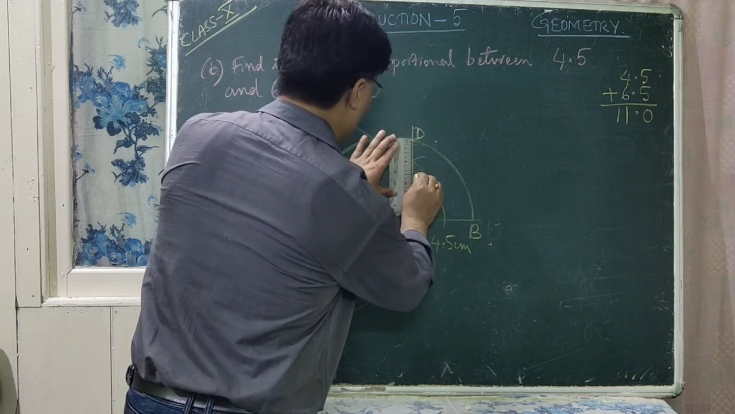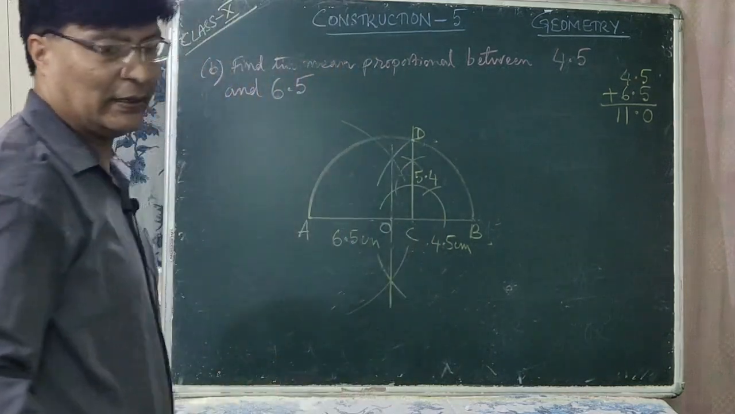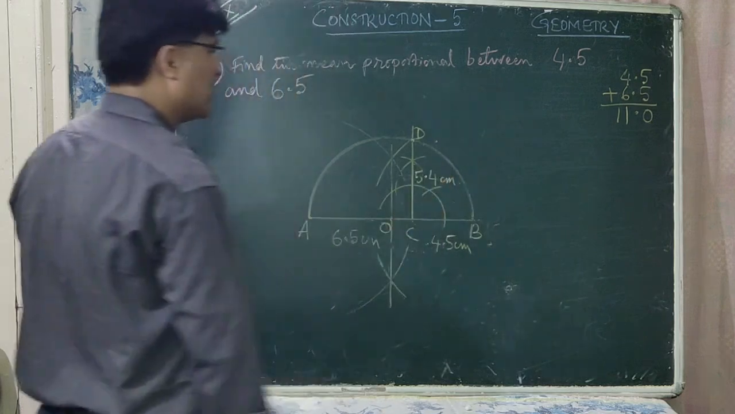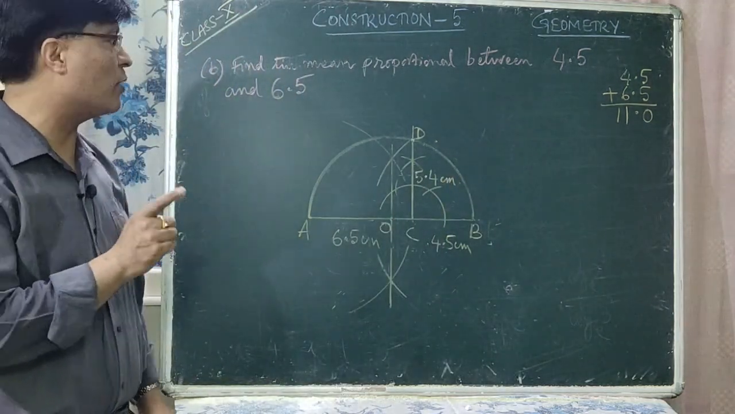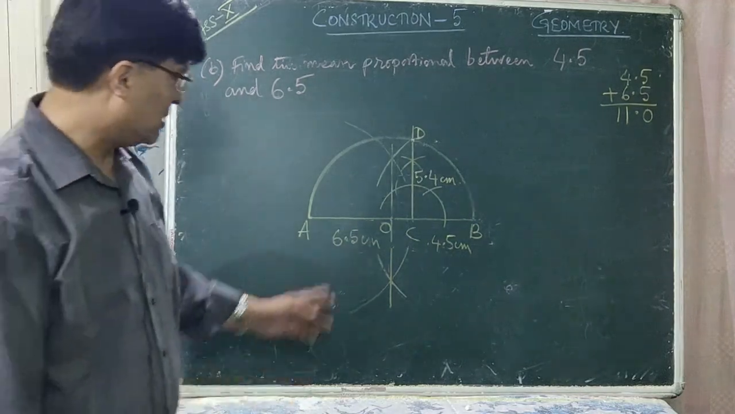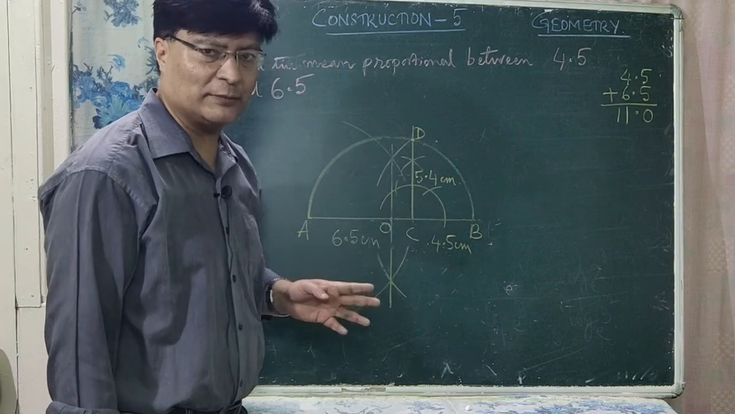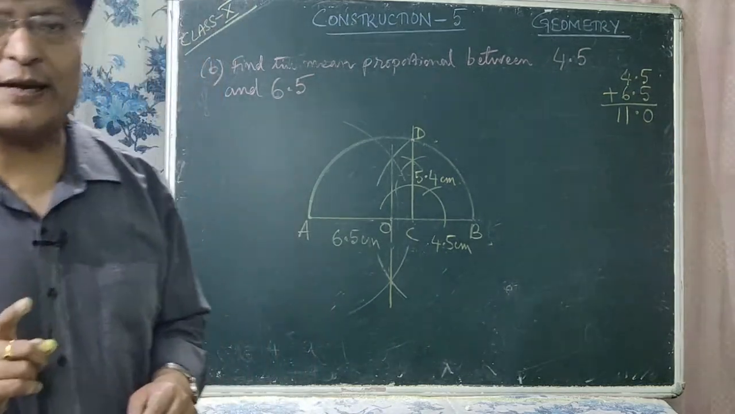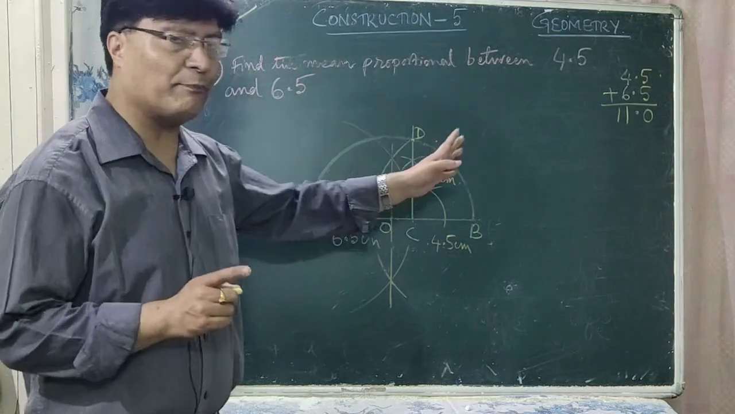It is 5.4. So what is the length of CD? It is 5.4 centimeter. So what is the mean proportional between 4.5 and 6.5? It is 5.4. But this is the length. In the figure we have written here 5.4 centimeter, but since in the question the unit is not given, you just write down that the mean proportional between 4.5 and 6.5 is 5.4 only.